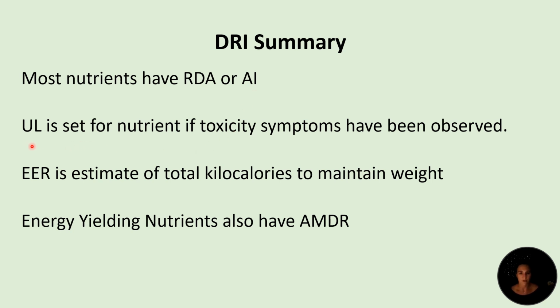UL, the upper limit, is set for a nutrient if toxicity symptoms have been observed. So we know we don't want to go over the UL. EER was that estimate of total kilocalories that we need to ingest to maintain weight. So it was balancing your kilocalories with your activity level. And then we just talked about how our energy-yielding nutrients, fats, carbohydrates, and proteins, have an AMDR, and we want to stay within this range. And you'll be using your 3-day diet analysis reports to look at AMDR for each of the 3 energy-yielding nutrients throughout the semester.